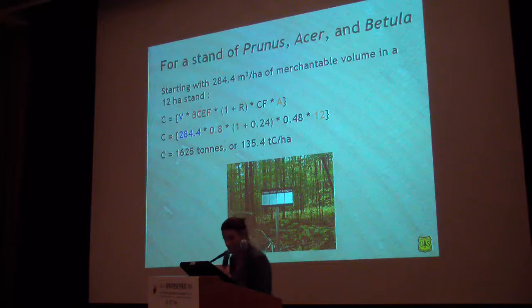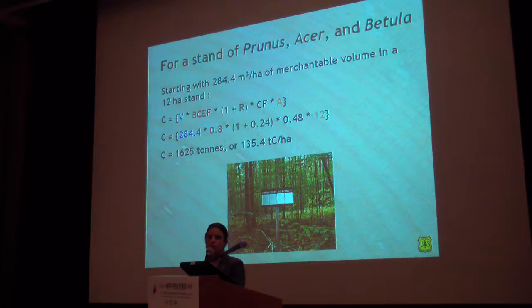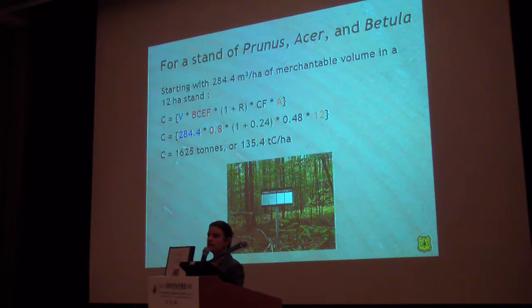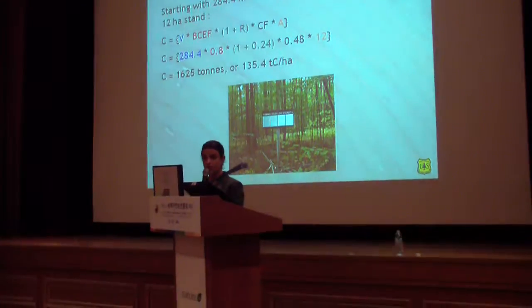So here it's color-coded. This is a stand in Pennsylvania. That's a picture of the actual stand. I put this in the proper units. There's 284.4 cubic meters per hectare of merchantable volume in a 12-hectare stand. If you look at that example, you can see I've kept the colors all the same, and everything comes right out of that guidance. You just go to the table and look up, in this case, very generic biomass expansion factors for things in North America.